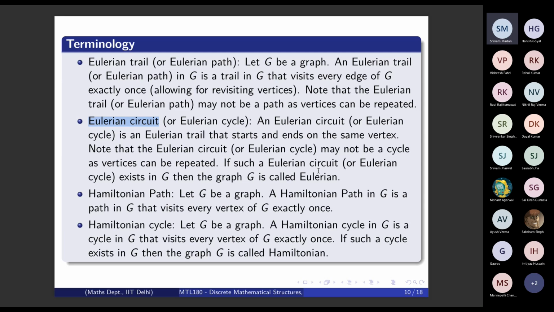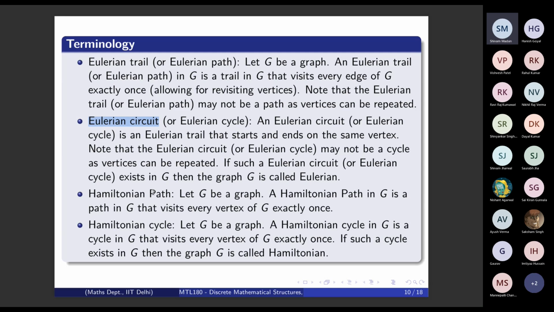Okay. Now this is one Eulerian trail, Eulerian circuit. Now there are two more terms. One is Hamiltonian path and the other is Hamiltonian cycle. Now that is a path. Hamiltonian path means it is a path and it consists of every vertex of G, and obviously exactly once because it is a path.